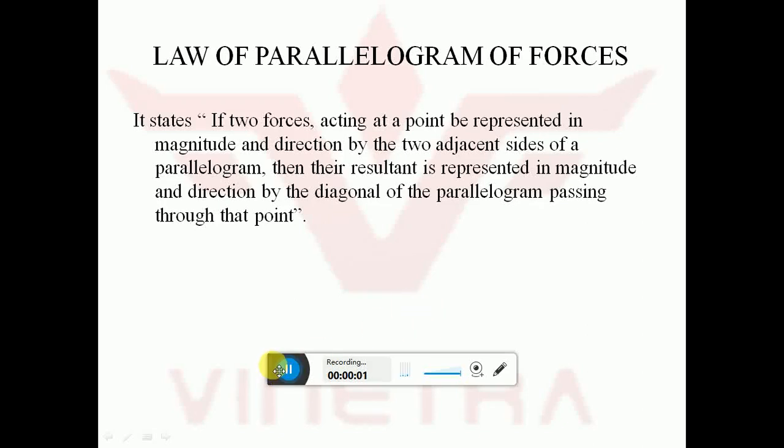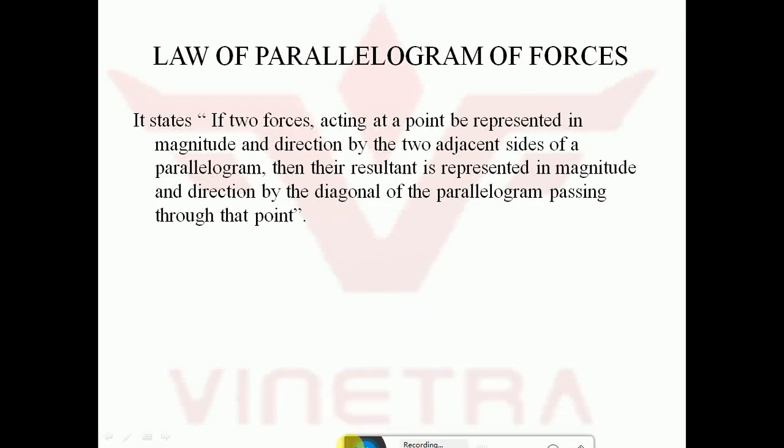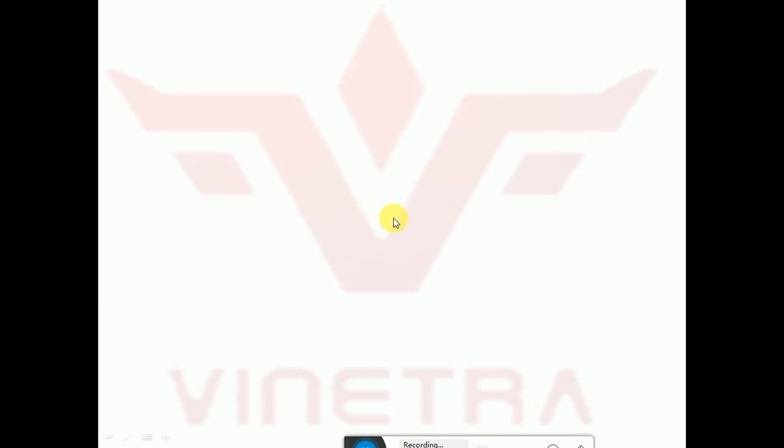So in today's class we will learn about the law of parallelogram of forces. This derivation is an important derivation. Usually this derivation is asked repetitively in examinations, either the derivation or problems related to it. Before going into this law of parallelogram of forces, I would like to tell a few properties of a parallelogram so that it would be easy to understand what this law is.